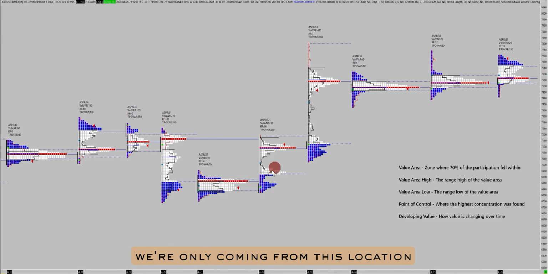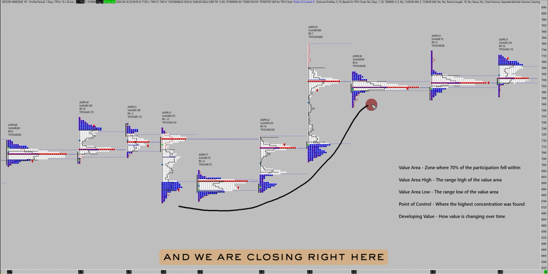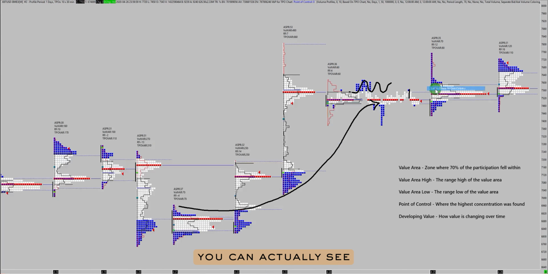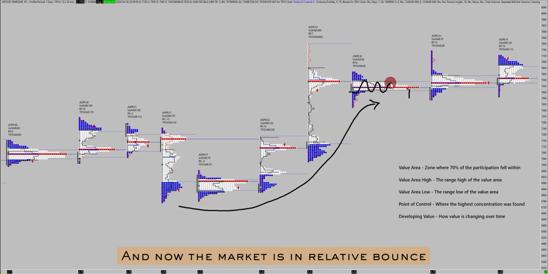Let's say that we're only coming from this location, and we are closing right here, none of this has happened yet. We know that value has just come from a trending period and is now in relative agreement. If we open up this structure, we can see that it's in relative agreement. The market moves from a period of consolidation to expansion and then to consolidation again. And now the market is in relative balance.